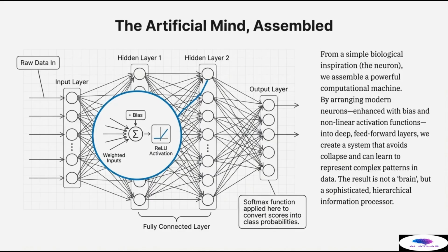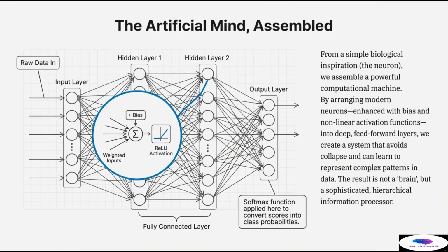We have now explored all the fundamental components and mathematical principles required to build a functioning, modern deep learning system. This slide, the artificial mind assembled, brings all these pieces together. Starting with the raw data and on the left, the information flows through the input layer. We then move through deep, fully connected layers, hidden layer 1 and hidden layer 2. The core computational power resides inside each neuron, which is now a modern processing unit. Recall the components within the blue circle, representing a single neuron's operation.